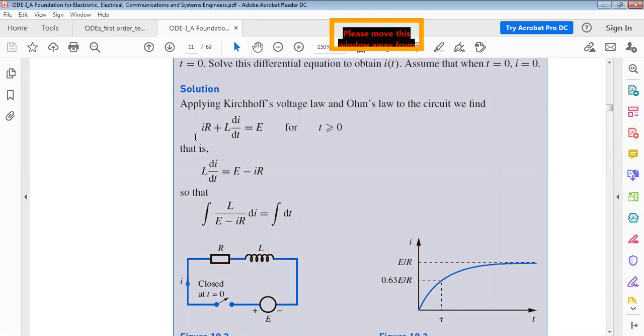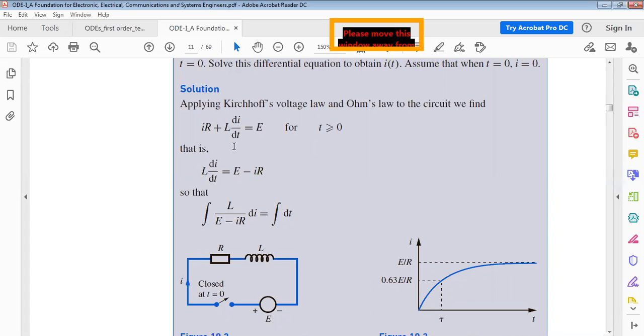So this is IR plus L, the rate of change of current with respect to time, L di/dt, equal to the total voltage E, where time t must be greater than or equal to 0. That means t can never be negative. Now applying Kirchhoff's voltage law and Ohm's law to the circuit, we find this differential equation.